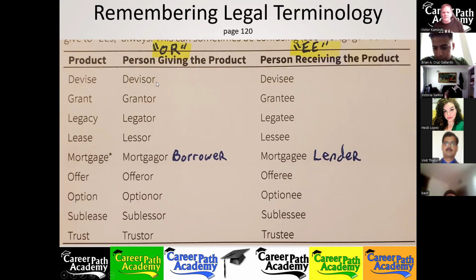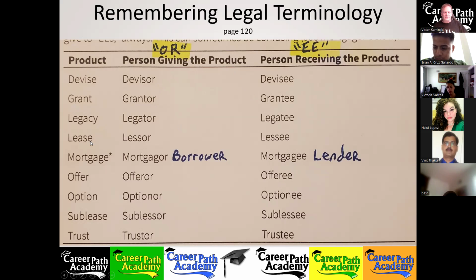So the devisor, words that end in OR, is the person who's giving whatever the root word is. They're giving the property that's left in the will. And EE is the one that's receiving it. So they're receiving whatever is left in the will that you're giving away. When you sell a property or give it away, you grant your ownership to someone else. So the grantor is the owner who's giving the property or selling it, and the grantee is the buyer, the person who's receiving it. Remember, a legacy is your personal property that you've amassed during your lifetime. And therefore, the legator is the one whose property it is, and the legatee is the one who you're giving it to.